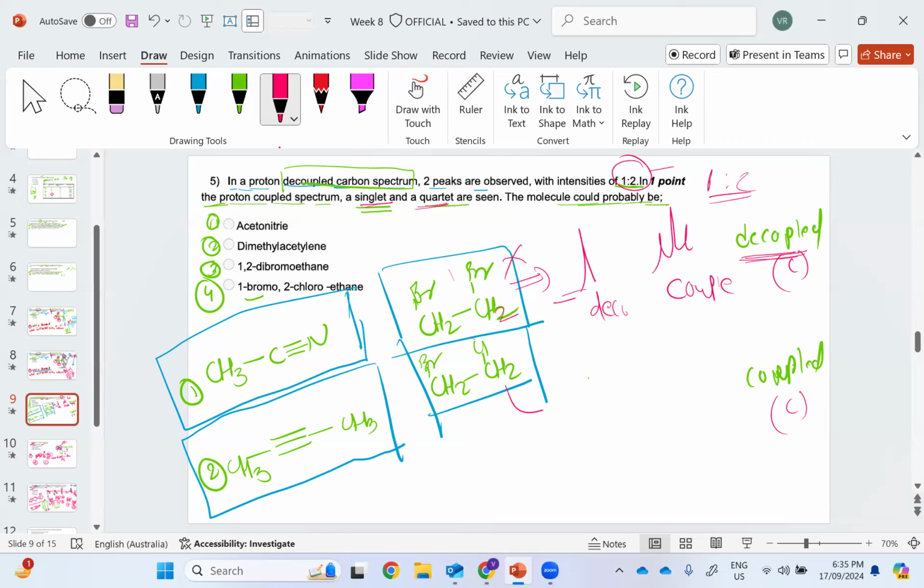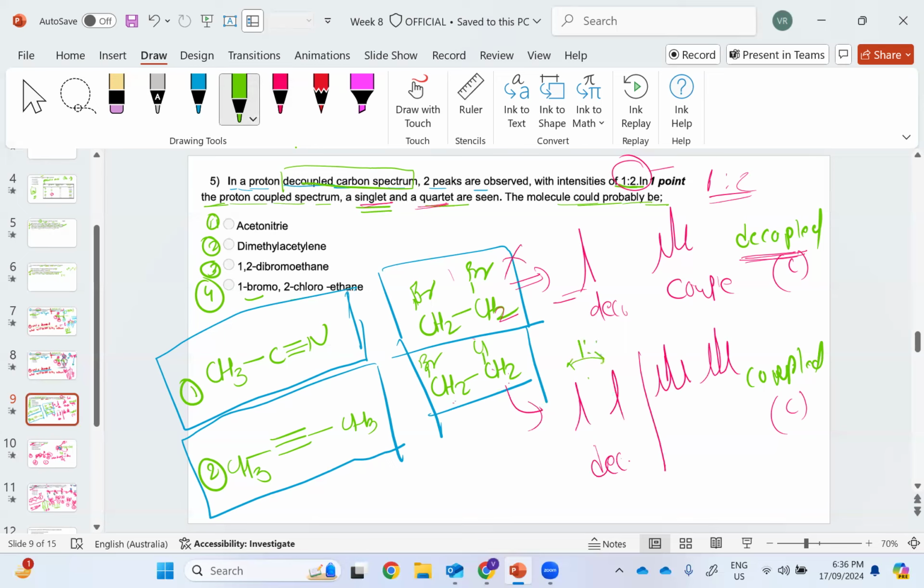The other molecule is CH2Br, again CH2Cl. So these two carbons are different, not at all identical. So this will show two signals in the decoupled spectrum, right? And in the coupled spectrum, how will it show? Because of the CH2, it will show two triplets. And if you compare the intensity of these two triplets, these signals will be 1:1.